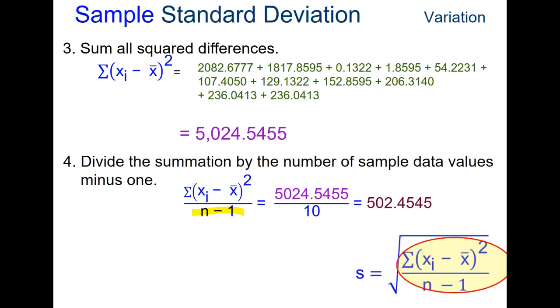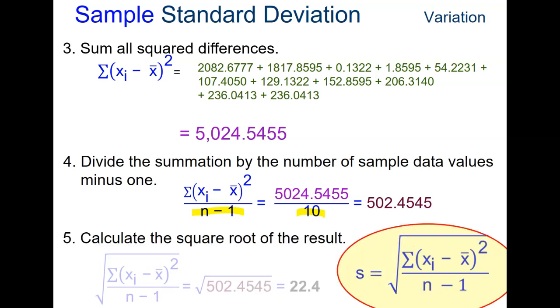Normally it would be 11. We have 11 here, so we take 11 minus 1, and that gives us 10. So we end up with 502 for our sum of the squares. And then we calculate the square root of that result, and we get 22.4.